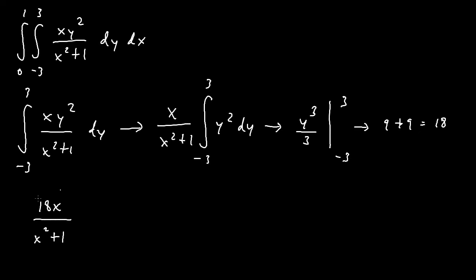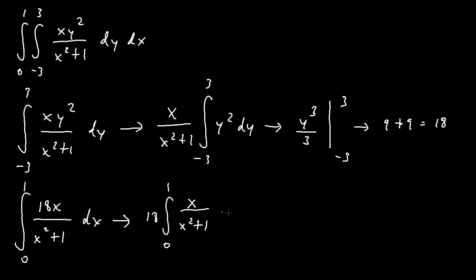So now we can go ahead and put what we found for the inside integral inside of the outer integral. So now the integral from 0 to 1 of 18x over x squared plus 1 dx. So now we're going to integrate with respect to x. So now I'm going to go ahead and put this 18 outside of the integral. This is a constant. So 18 times the integral from 0 to 1 of x over x squared plus 1.